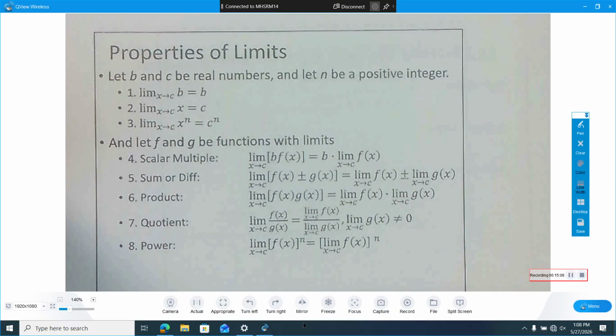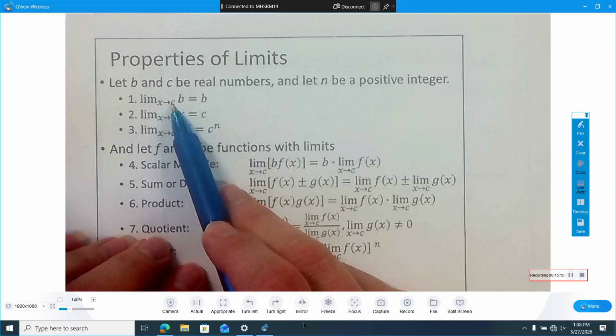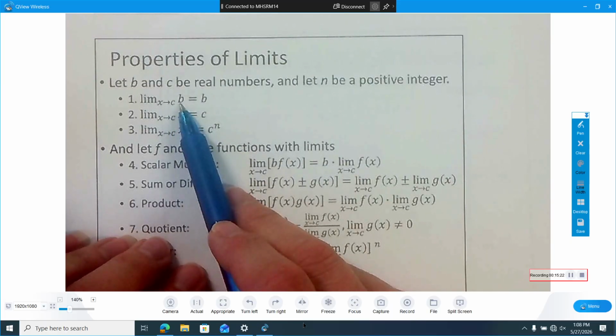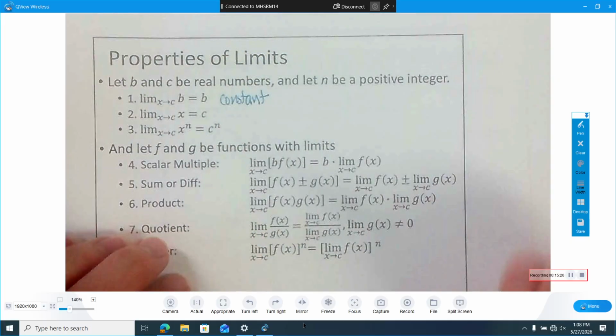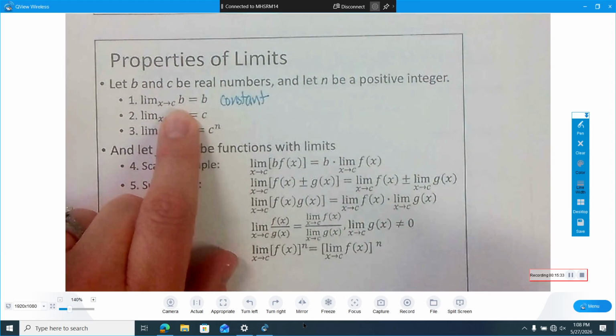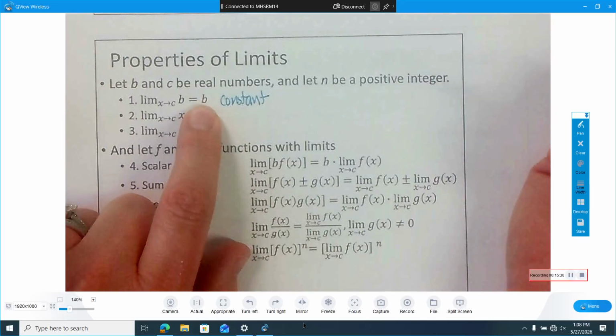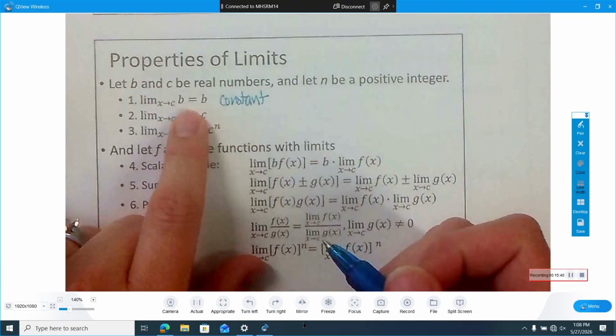All right, so properties of limits. Let B and C be real numbers. So C is like a 2, or a 7, or a 0. And B is also a regular number. This is a constant function, meaning it's just a horizontal line. It's totally constant, like y equals 3. The limit as I approach any value on a constant function is just that value itself. There's nowhere to plug it in. There's no x to plug into, so it's just b.